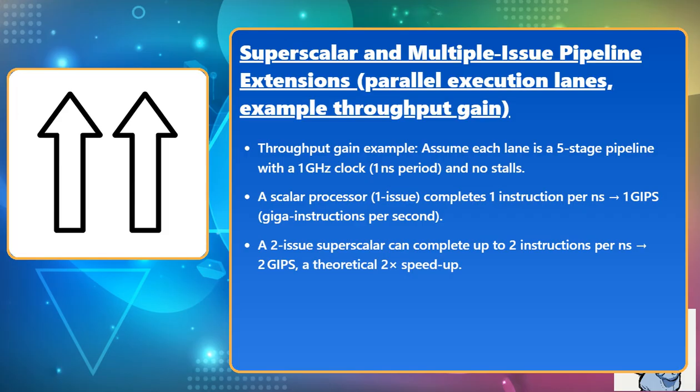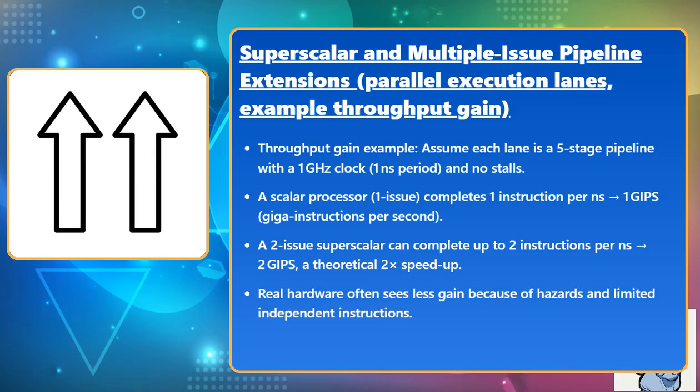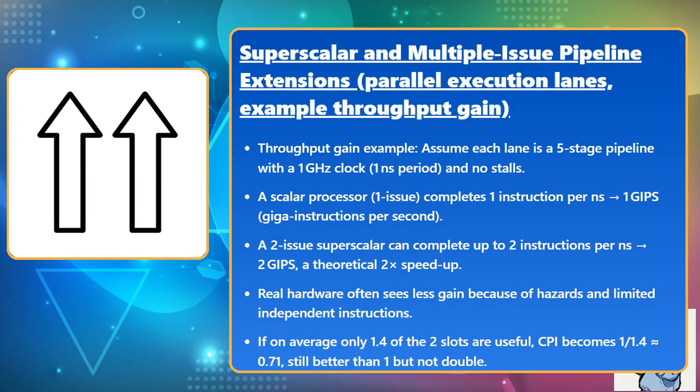A two-issue superscalar can complete up to 2 instructions per nanosecond, which is 2 giga instructions per second, a theoretical 2 times speedup. Real hardware often sees less gain because of hazards and limited independent instructions. If on average only 1.4 of the two slots are useful, CPI becomes 1 divided by 1.4, approximately 0.71, still better than 1 but not double.